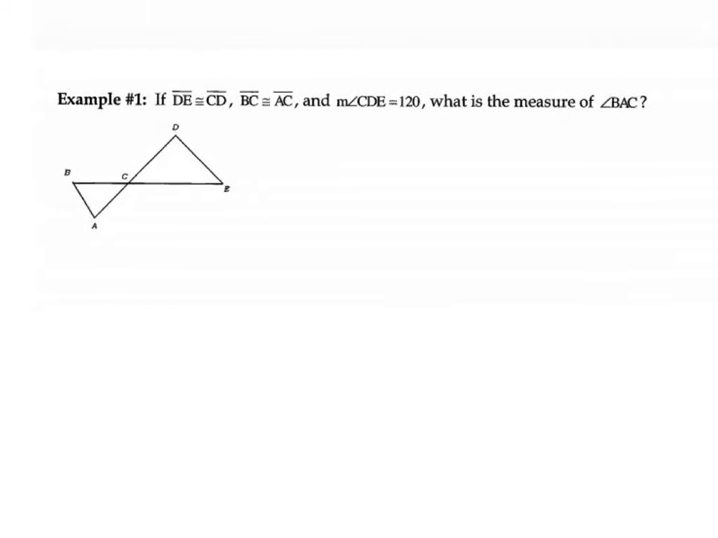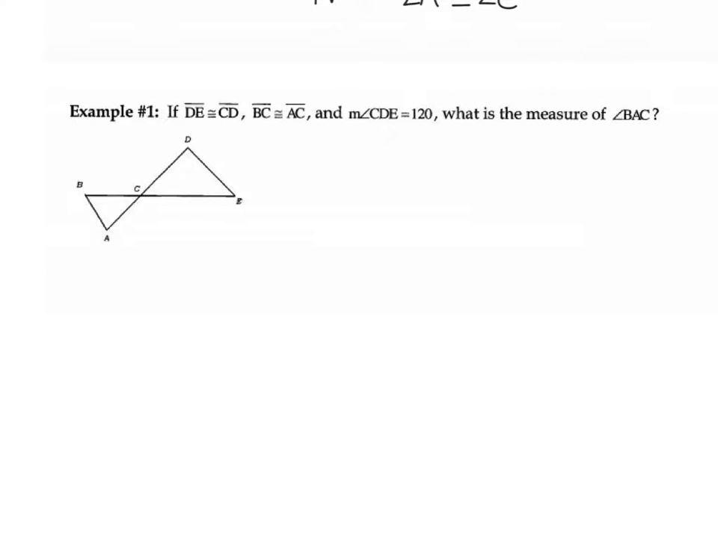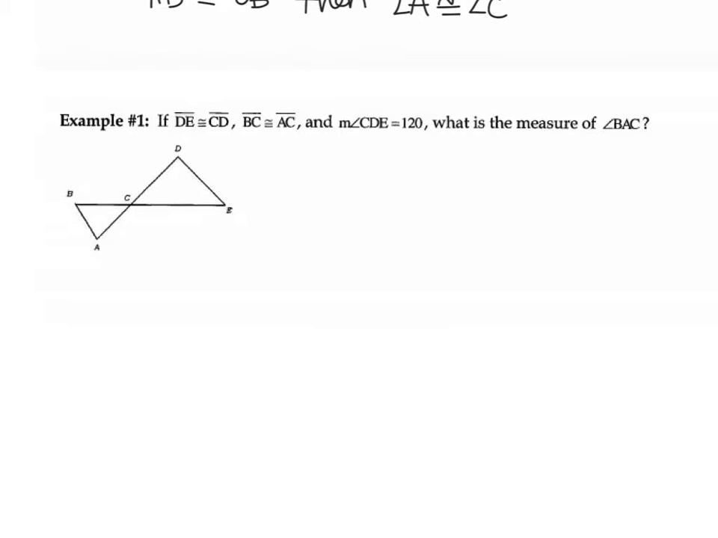Let's go ahead and use this theorem in our first example. We know DE is congruent to CD and BC is congruent to AC, and the measure of angle CDE is 120. What is the measure of angle BAC? Let's go ahead and label what we know. So we have DE and CD congruent, and then we have BC and AC congruent.